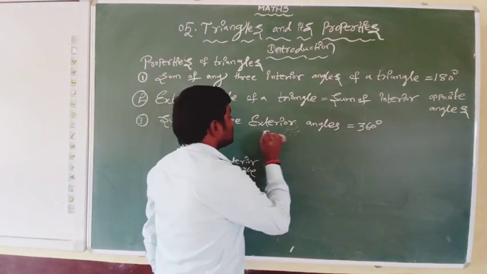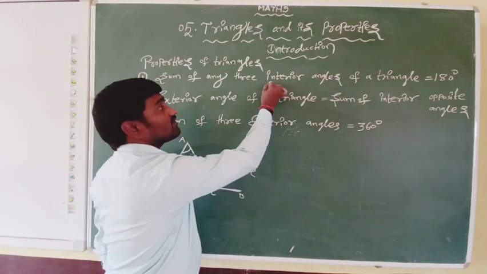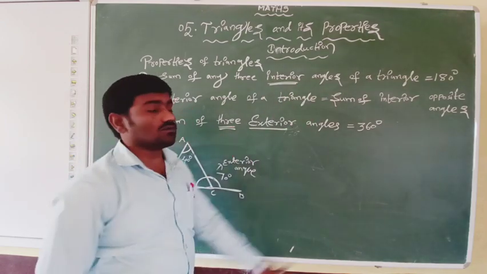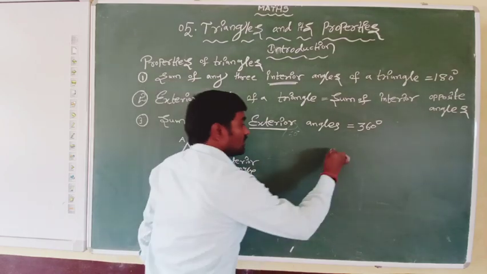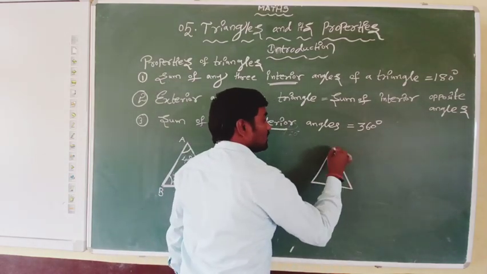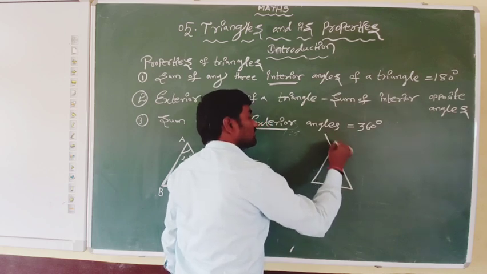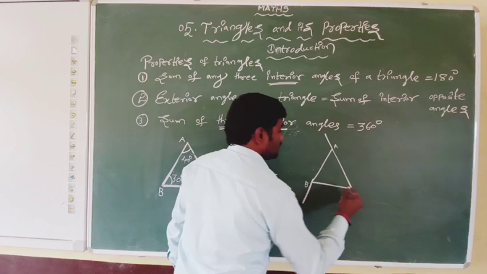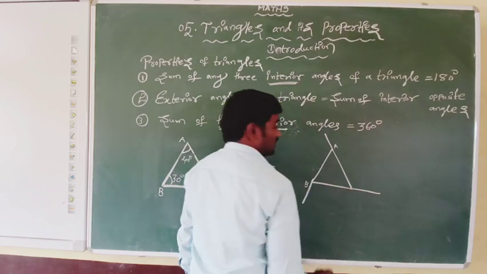And the next one is the sum of three external angles. Sum of three interior angles equals 180 degrees. Sum of three external angles equals 360 degrees. Let's say here there is a triangle A, B, C. Let us extend this side like this. Here it is B, extend like this. Here it is C, extend like this.